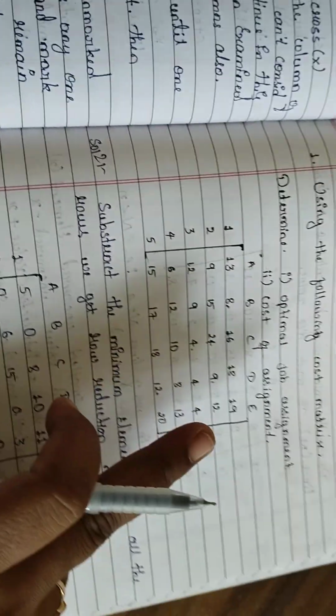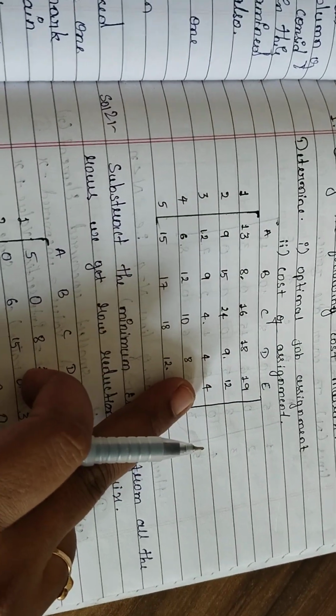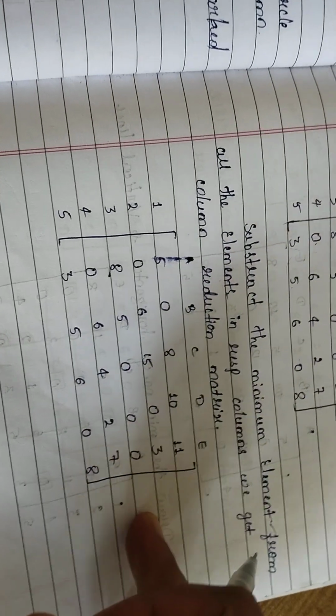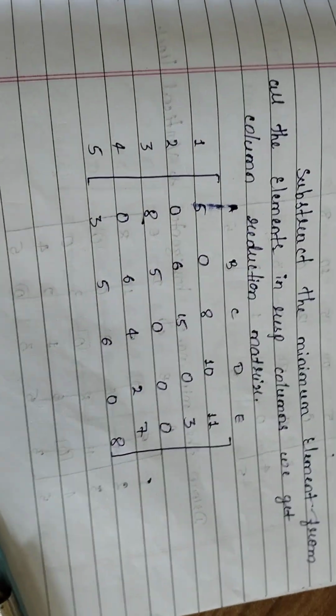First step is checking the square matrix. Second step is row reduction. Then third step is column reduction. Okay, column wise you have subtracted. Then the fourth step, in the sense, I will redraw this table once again here.